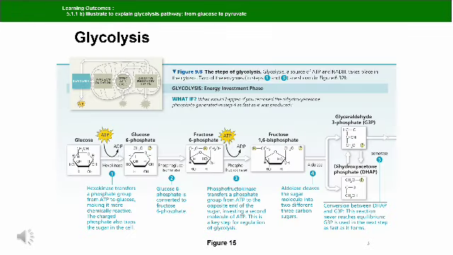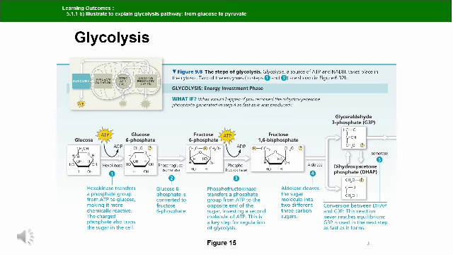Phase 1. Energy investment phase. Convert a molecule of glucose (6-carbon) into two molecules of glyceraldehyde 3-phosphate/phosphoglyceraldehyde. Involves step 1 to step 5. Phase 1. Energy investment phase.